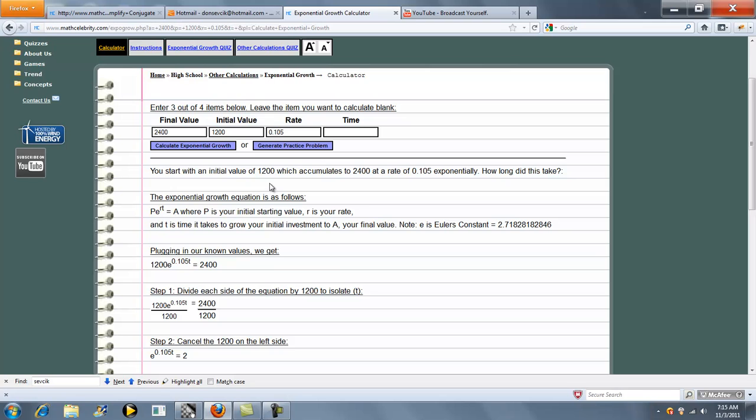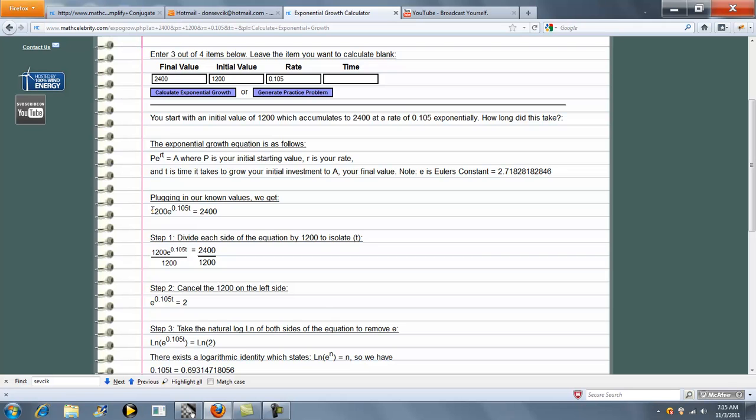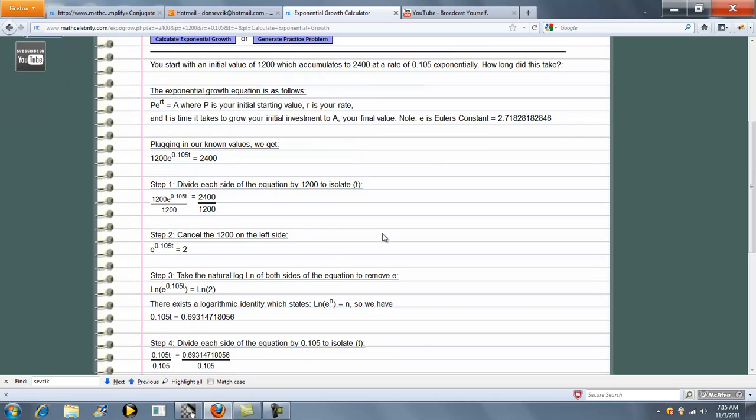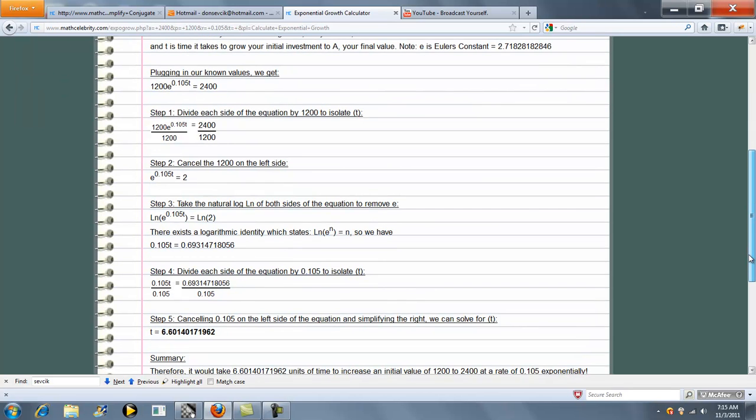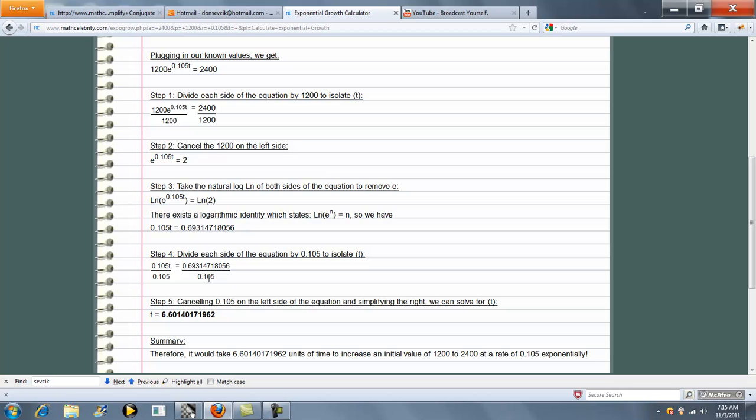So we start with an initial value of 1200 and it accumulates to 2400 at a rate of 10.5% exponentially. How long did this take? So it lists your exponential growth formula here, and then it'll set up your equation and then solve for your unknown, in this case t. So we scroll down a bit here, show the math. So it'll take 6.601 units of time to increase your initial value of 1200 to 2400 at this growth rate.